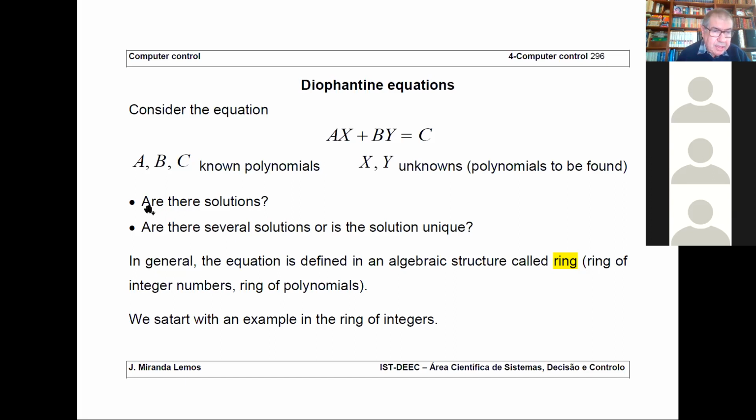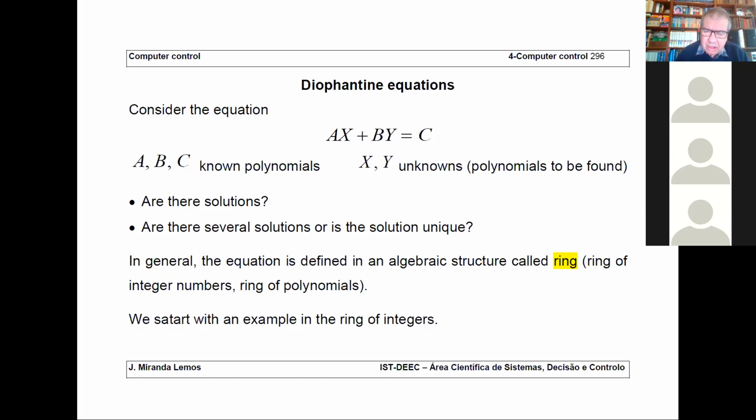Okay, and two questions that you want to answer are: are there any solutions? If there are solutions, is the solution unique, or might an equation have different solutions? Okay, the polynomials that form the solution of this equation, the so-called Diophantine equation, exist in an algebraic structure called a ring.